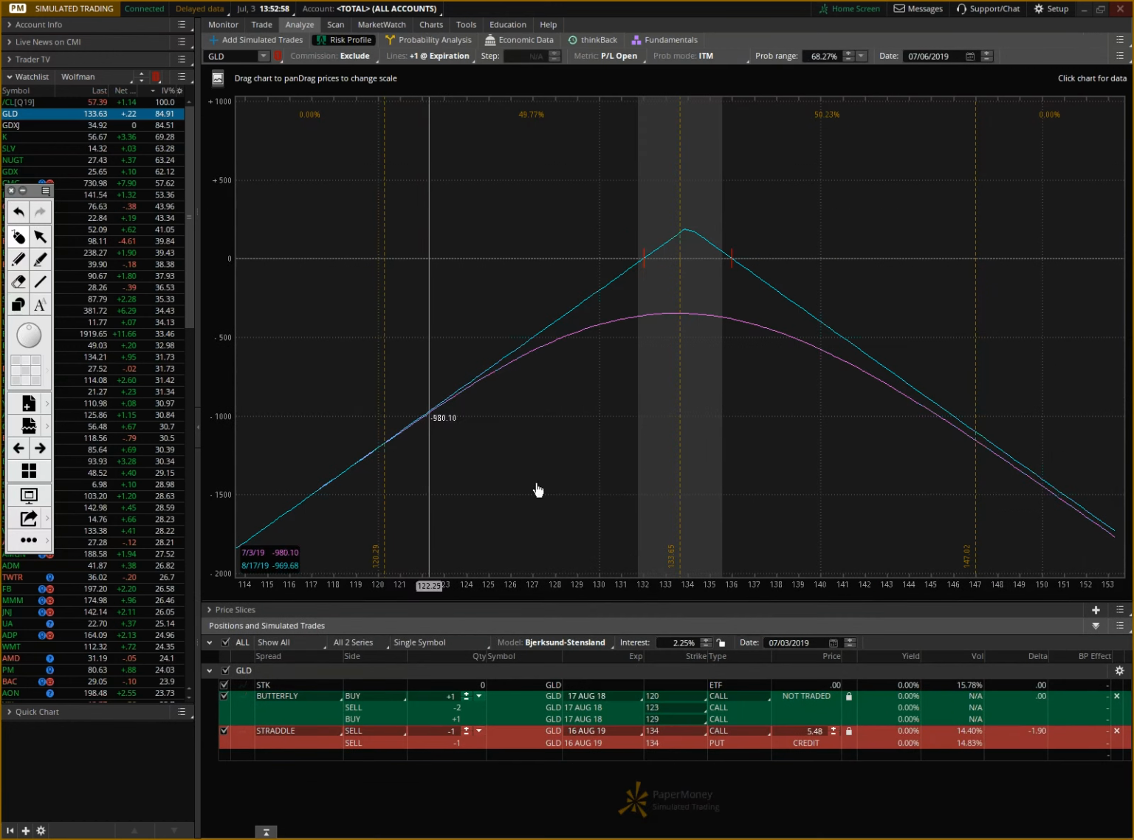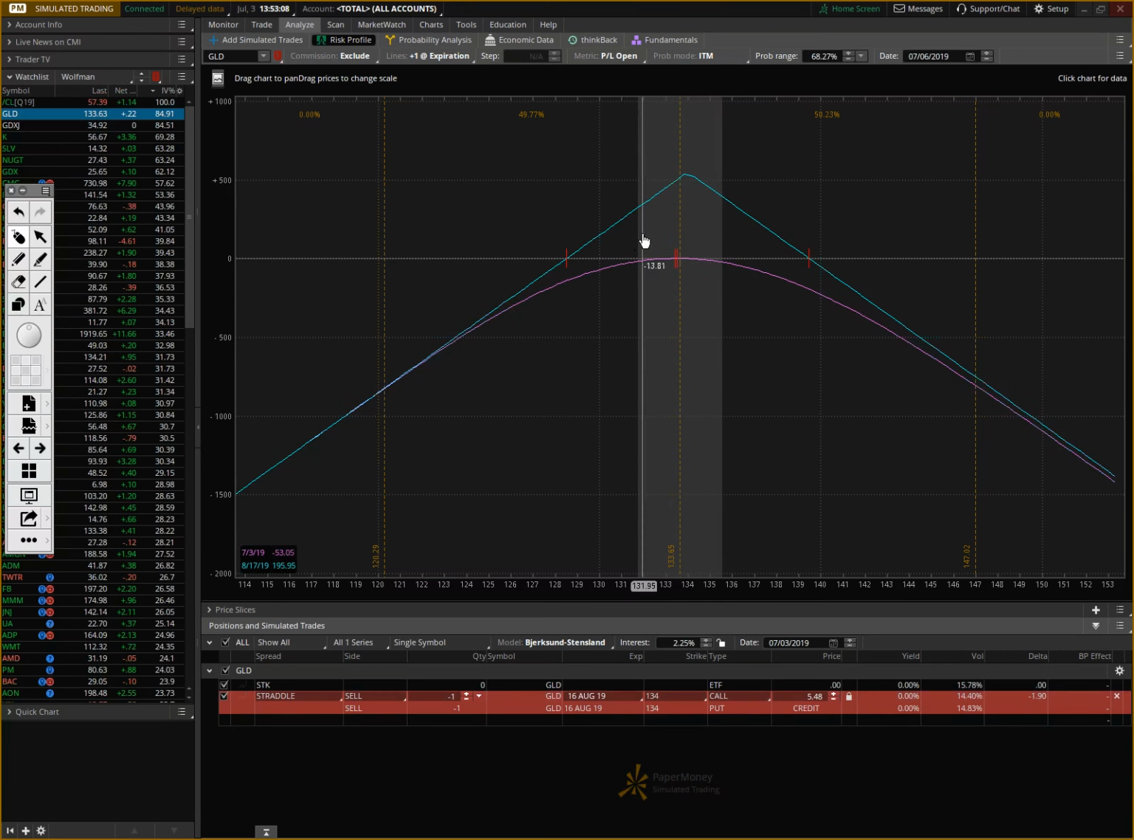So Analyze the trade. And you can see it's very similar to what we were looking at in the other one. Obviously, this is going to continue to go down. Get rid of the butterfly. That continues to go down to 0. If this goes to infinity, it will continue to go as a loser.